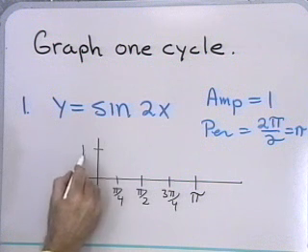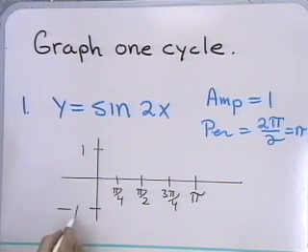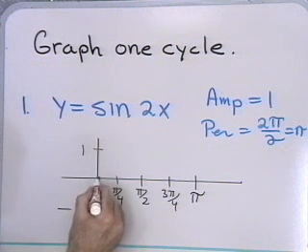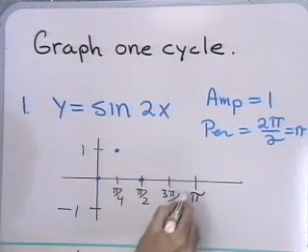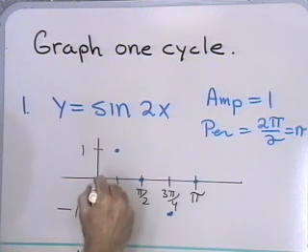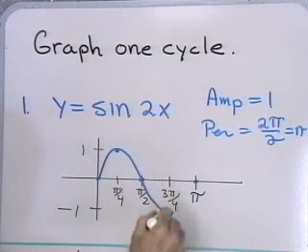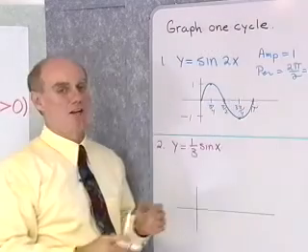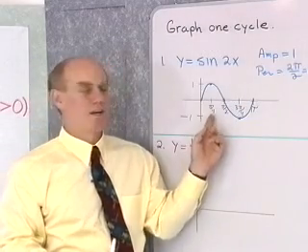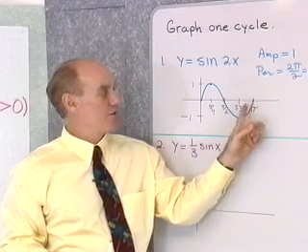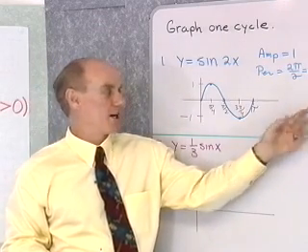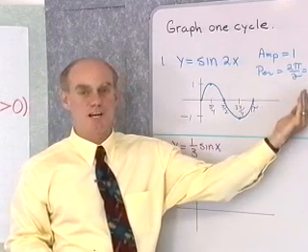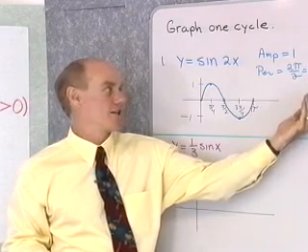The amplitude is 1, so I'm just going to have my curve go up to 1, down to -1. It's a basic sine curve, so it starts at 0, goes up to 1, back down to 0, down to -1, and back up to 1. So this is 1 complete cycle of y equal sine 2x. The amplitude is 1, and the period is pi. So if I was to extend this to 2 pi, you see it would go through 1 more complete cycle, and there I would have 2 complete cycles between 0 and 2 pi on the x-axis.